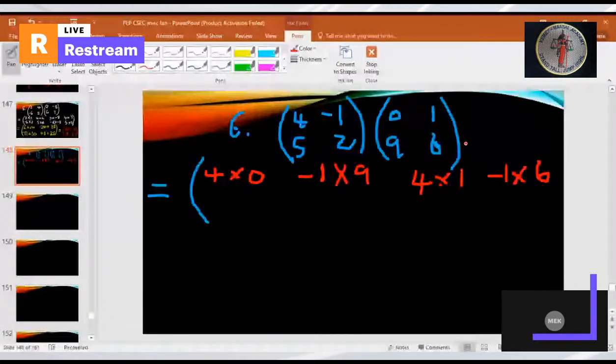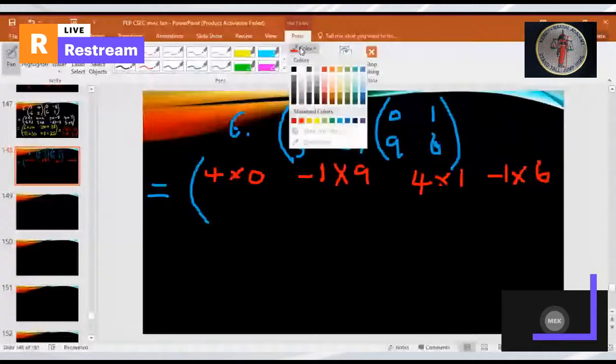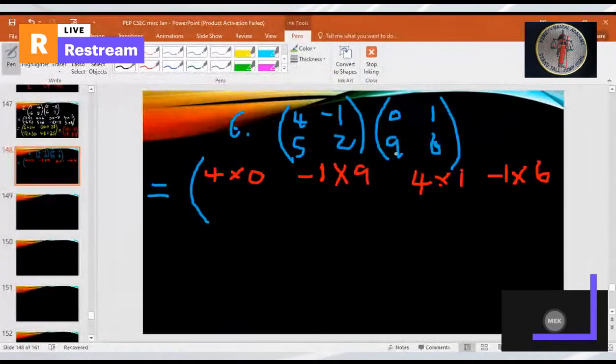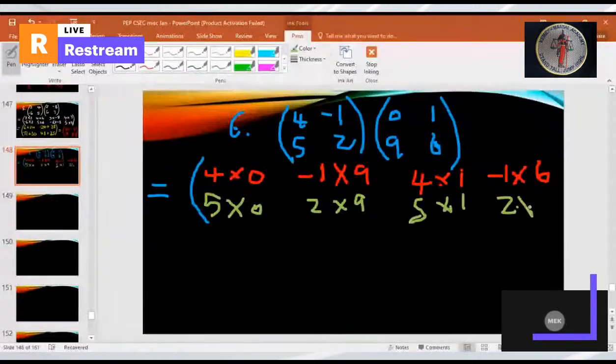Down to the bottom now. So the bottom row by column, so it will be 5 times 0 and 2 times 9. And then 5 times 1, 2 times 6. So 5 times 1, 2 times 6. So all we need to do now is to work out the multiplication that we have here. Work out those operations.